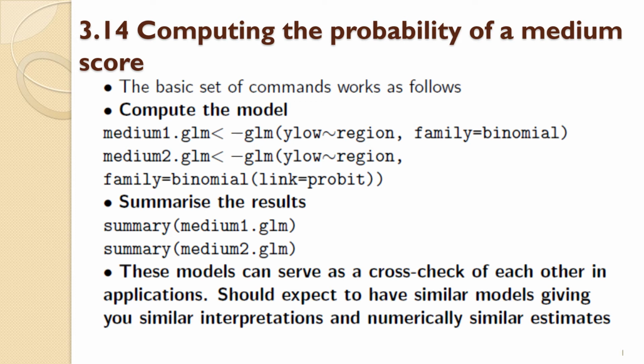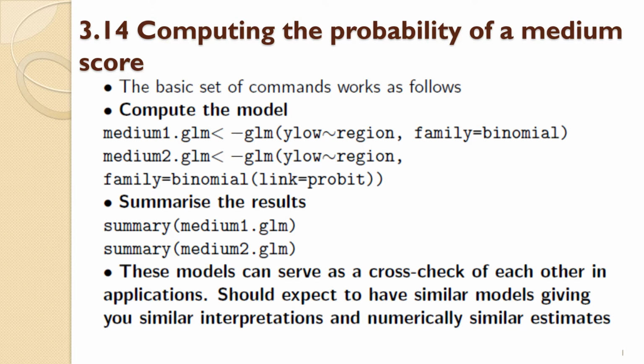So in order to compute the probability of medium score, you've got the same basic set of commands as before. R is like a robot, so there are two explicit separate steps. First of all, compute the model. Second, summarize the results. So the names have to match. The first, medium1.glm, has to match the thing that you apply the summary command to. Again, just to repeat, the second generalized linear model object here, medium2.glm, must match what you call up in the summary command below as well.